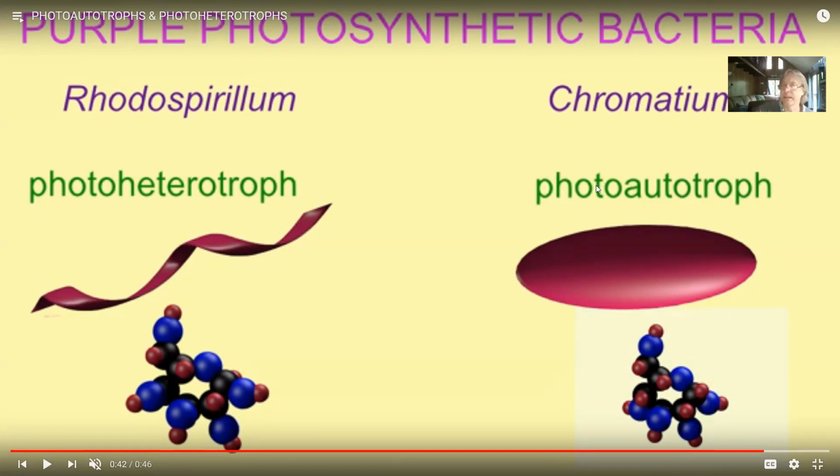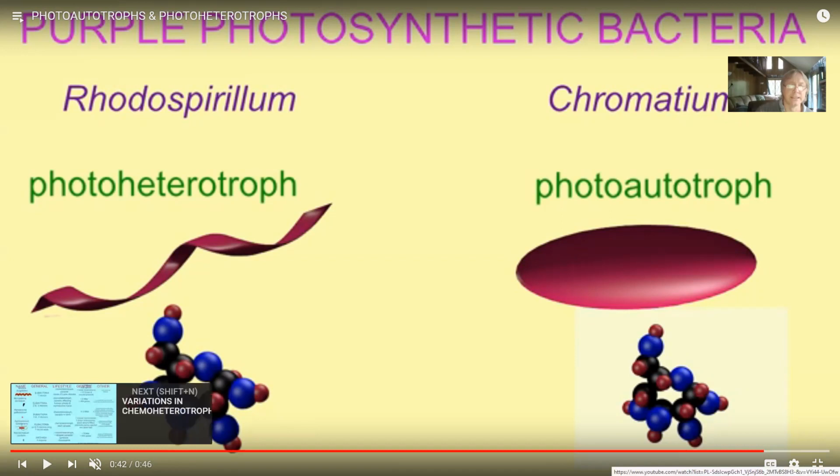So this bacteria is a photoautotroph because it's using sunlight for energy, and it's using carbon dioxide as its carbon source, and it can convert inorganic carbon into organic carbon. Whereas rhodospirillum is a photoheterotroph. It can get energy from sunlight, but it cannot use carbon dioxide as its carbon source. It has to then ingest it from other living things.